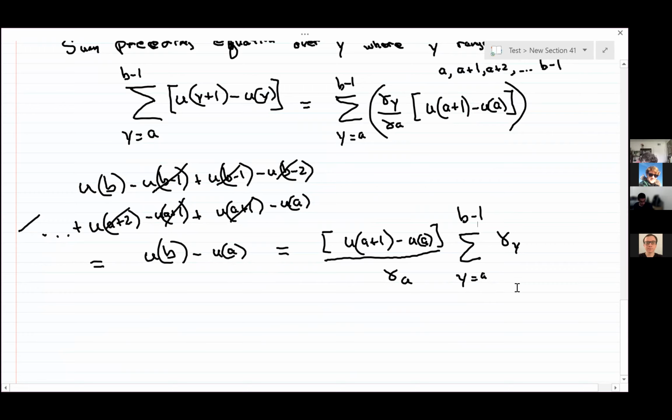We can do some more. What can we do? Well, we recall u of b was 0, and u of a is 1. These are our initial conditions.